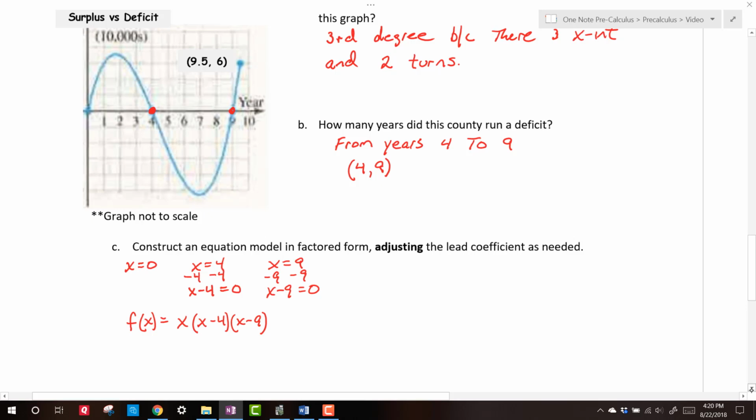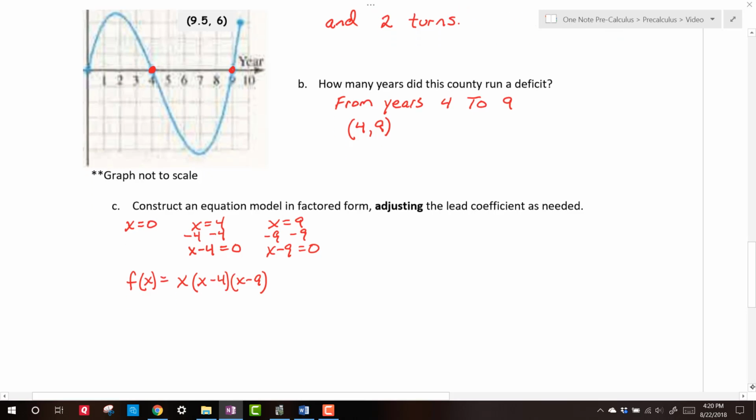All right. So what I need to do is it says adjusting the lead coefficient. Well, right now my lead coefficient is a +1. And again, I don't know if +1 is going to work, so I might need to change that. In order for me to change my lead coefficient, I need to put in a variable to represent that coefficient. In other words, I need to put in f of x.